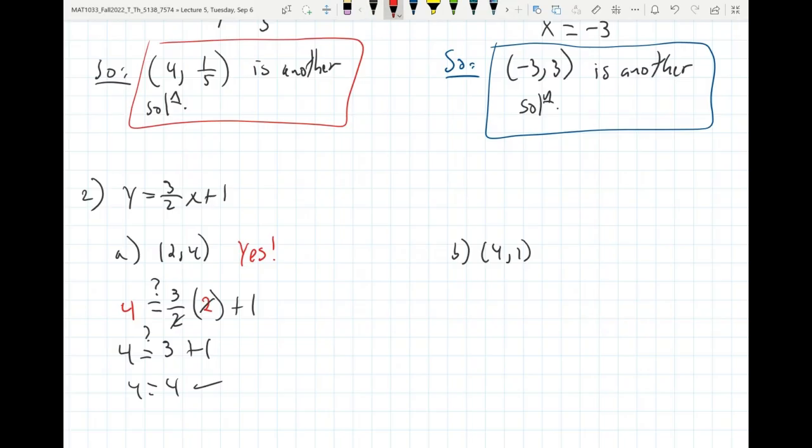What do you get? 1 equals 6 plus 1. So it's not a solution. So this one is not a solution. Good. So again, we do the same thing. Just plug in and see what happens.